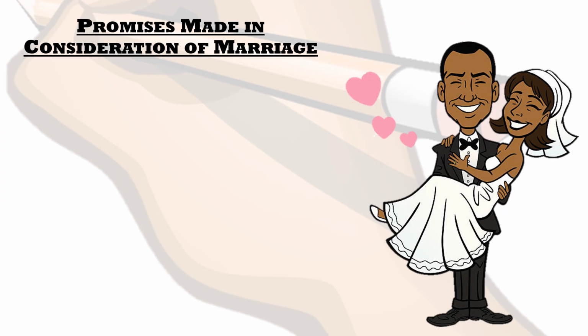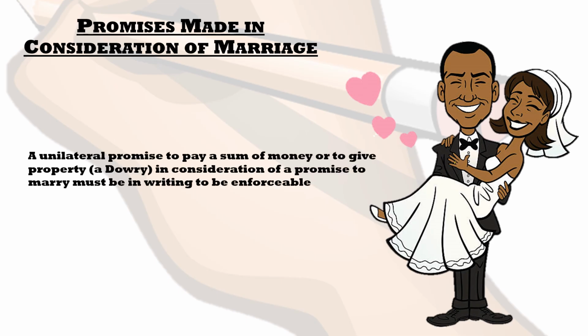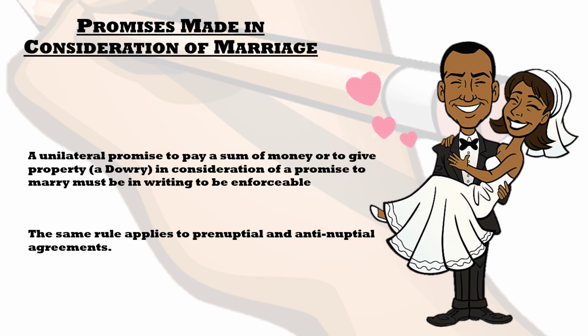Marriage, marriage, marriage. Promises made in consideration of marriage must be in writing to be enforceable. A unilateral promise to pay a sum of money or to give property, a dowry, in consideration of a promise to marry must be in writing to be enforceable. The same rule applies to both prenuptial agreements and antenuptial agreements. They must be in writing to be enforceable.